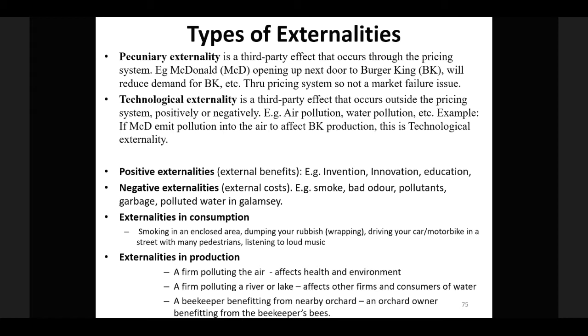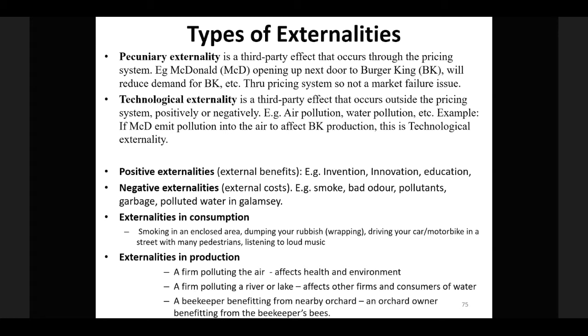I think that's it. We also have another type of externalities we call negative externalities, which are also referred to as negative external cost. We also refer to it as external cost or external diseconomies. For instance, smoking. When you smoke around people, they suffer negative externalities. Bad odor is a negative externality. Pollutants. When firms produce and they release pollutants into the atmosphere, it's a negative externality. Dumping of garbage around people's property is a negative externality.